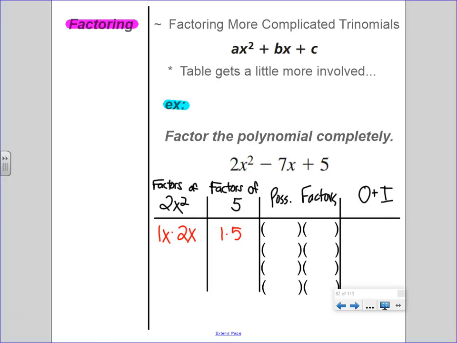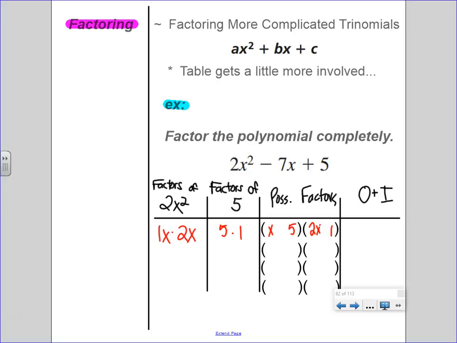Let's see. If I'm trying to think of possible factors, I could have a 1x first, which I just write as x. I could have a 2x in the other one. See what I did? I could have a 1 here and a 5 here. Now, hold on. This is actually what we wrote yesterday, and we were right. Couldn't we have put the 5 and then the 1? What if we had done 5 times 1 instead of 1 times 5?